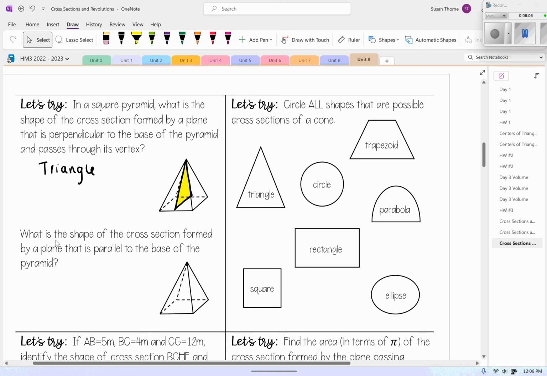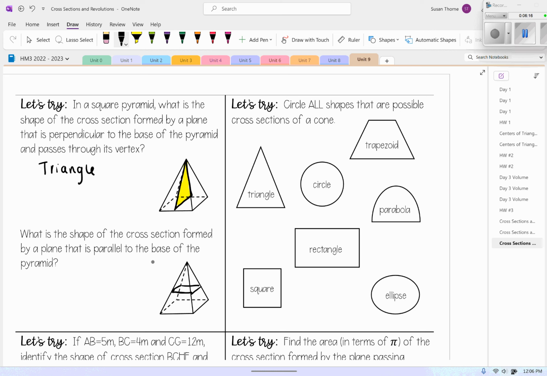And then it says, what is the shape of the cross section formed by a plane that is parallel to the base of the pyramid? So if it's parallel, and again, remember it said that it's a square pyramid, so that means that this would be right here if it's parallel, a square. That is similar to the base.